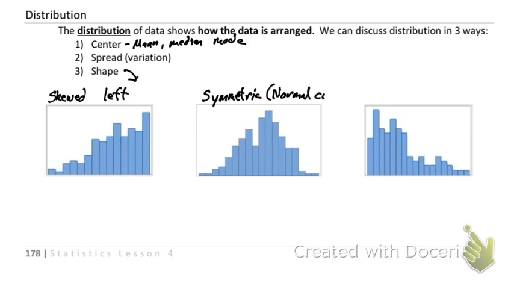How many F's in symmetric? 2. All right. I have 2, so hopefully it's 2. That's 2. All right. Normal curve.